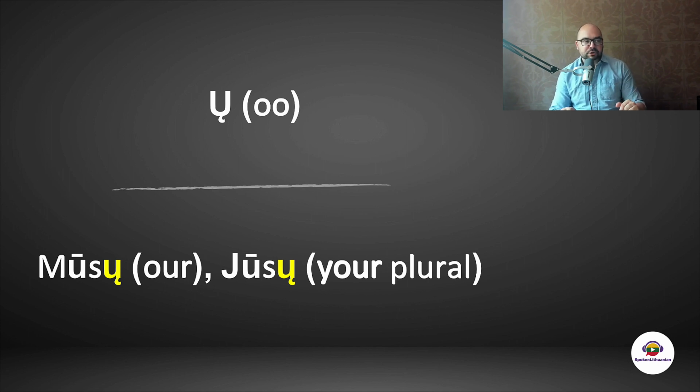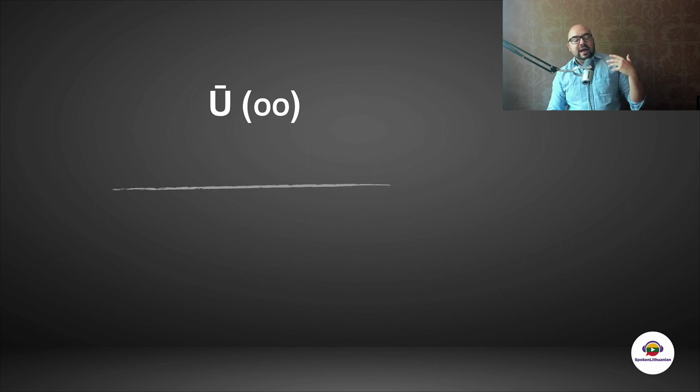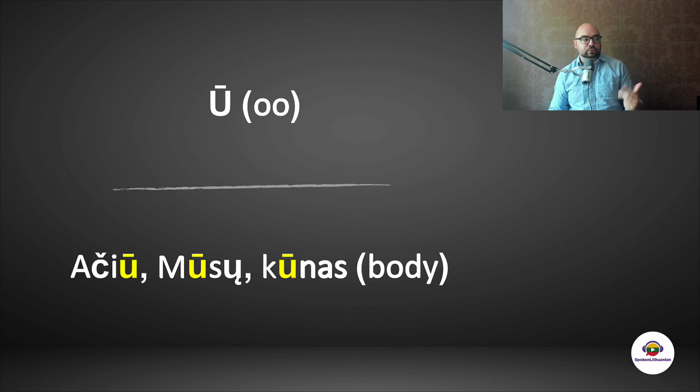But those are exceptions. And then we have the longer u, like we have the shorter i and the longer i, trumpoji i, ilgoji i. Then we have the u trumpoji, the shorter one, and the u ilgoji, the longer u. Like ačiū, mūsų, our, kūnas, body. I'm not saying kunas, I'm saying kūnas.